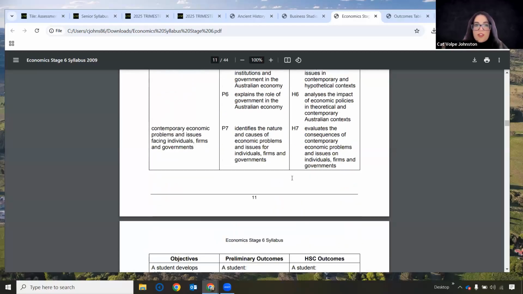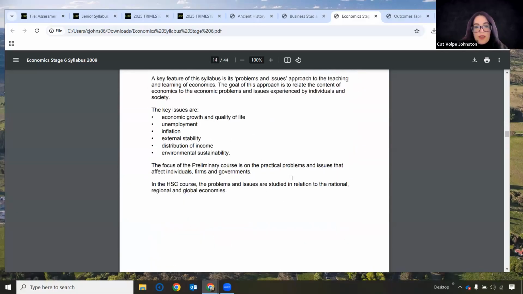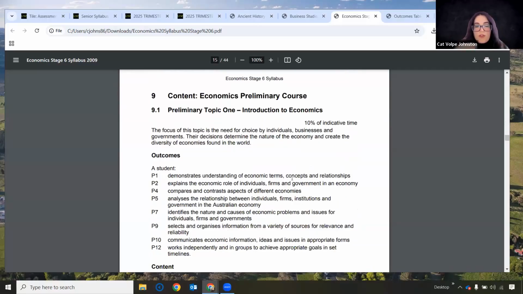So you can see a little bit of difference there. Spend some time looking at the differences there, and also those units of work, and see what you're interested in focusing on. Now, the first unit in year 11, as we were looking at before, is Introduction to Economics.